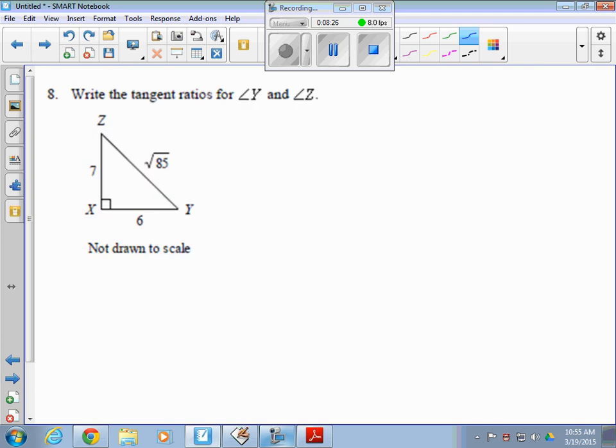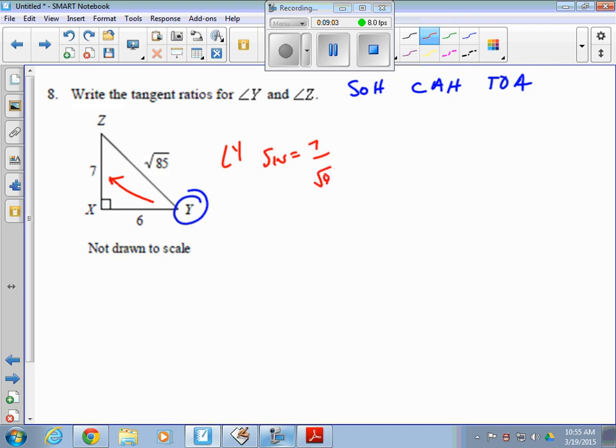Number 8 just tells you to write the tangent ratios of angle y and angle z. So again, from angle y's perspective, remember, just do sine, cosine, and tangent, SOHCAHTOA. And then let your secant, cosecant, and cotangent just mirror those with inverses. So your opposite is 7. Sine of angle y is 7 over your hypotenuse, the square root of 85.